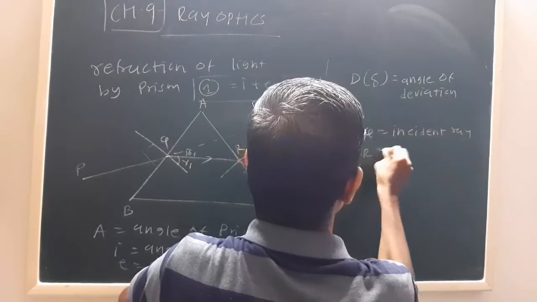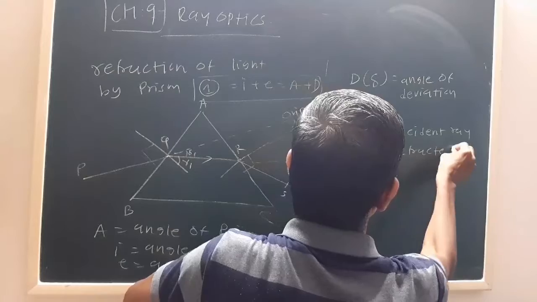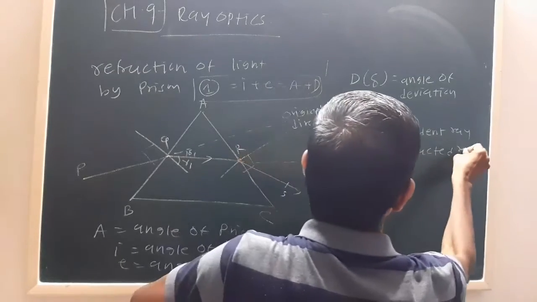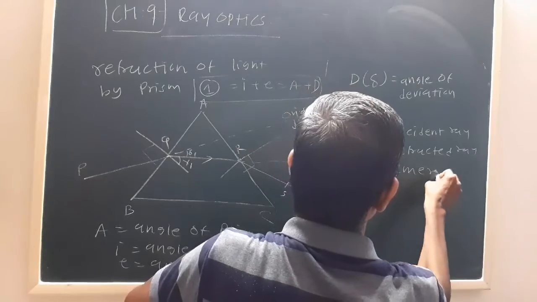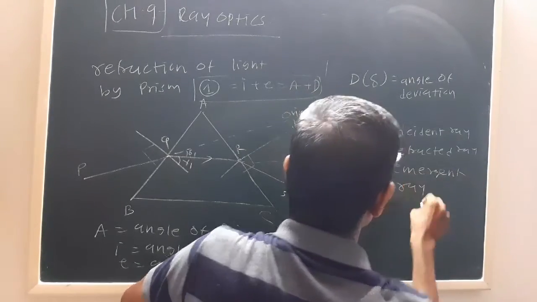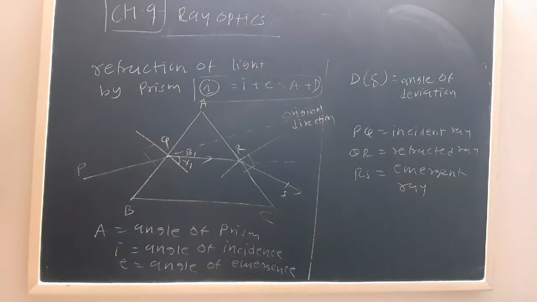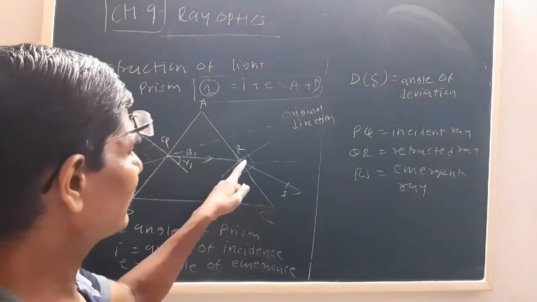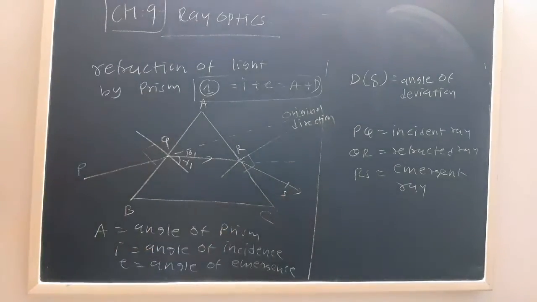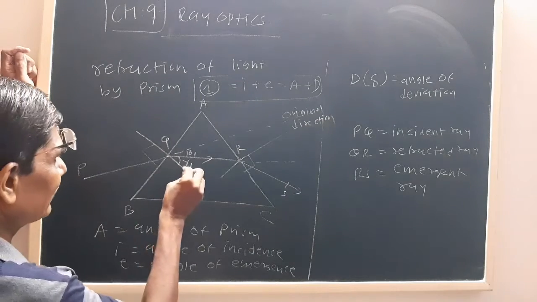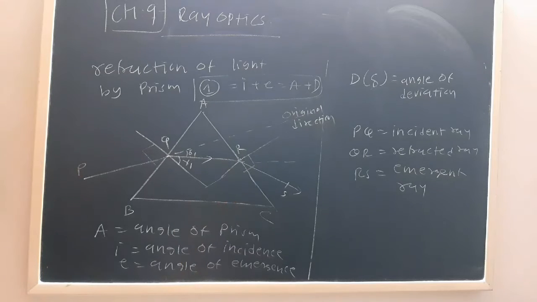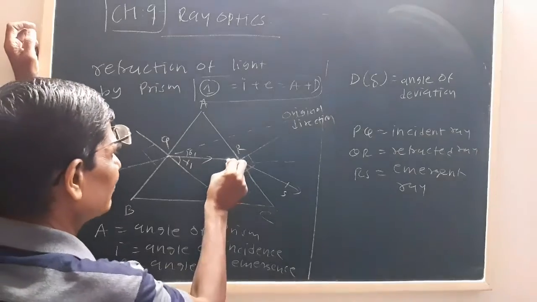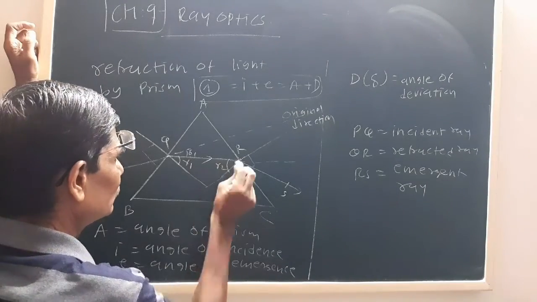Then QR is the refracted ray and RS is the emergent ray. PQ is our incident ray, QR is our refracted ray and RS is our emergent ray. So now what we can see here, this will be the angle of incidence, but here the refraction is taken for the second time. That's why we call this angle R2.